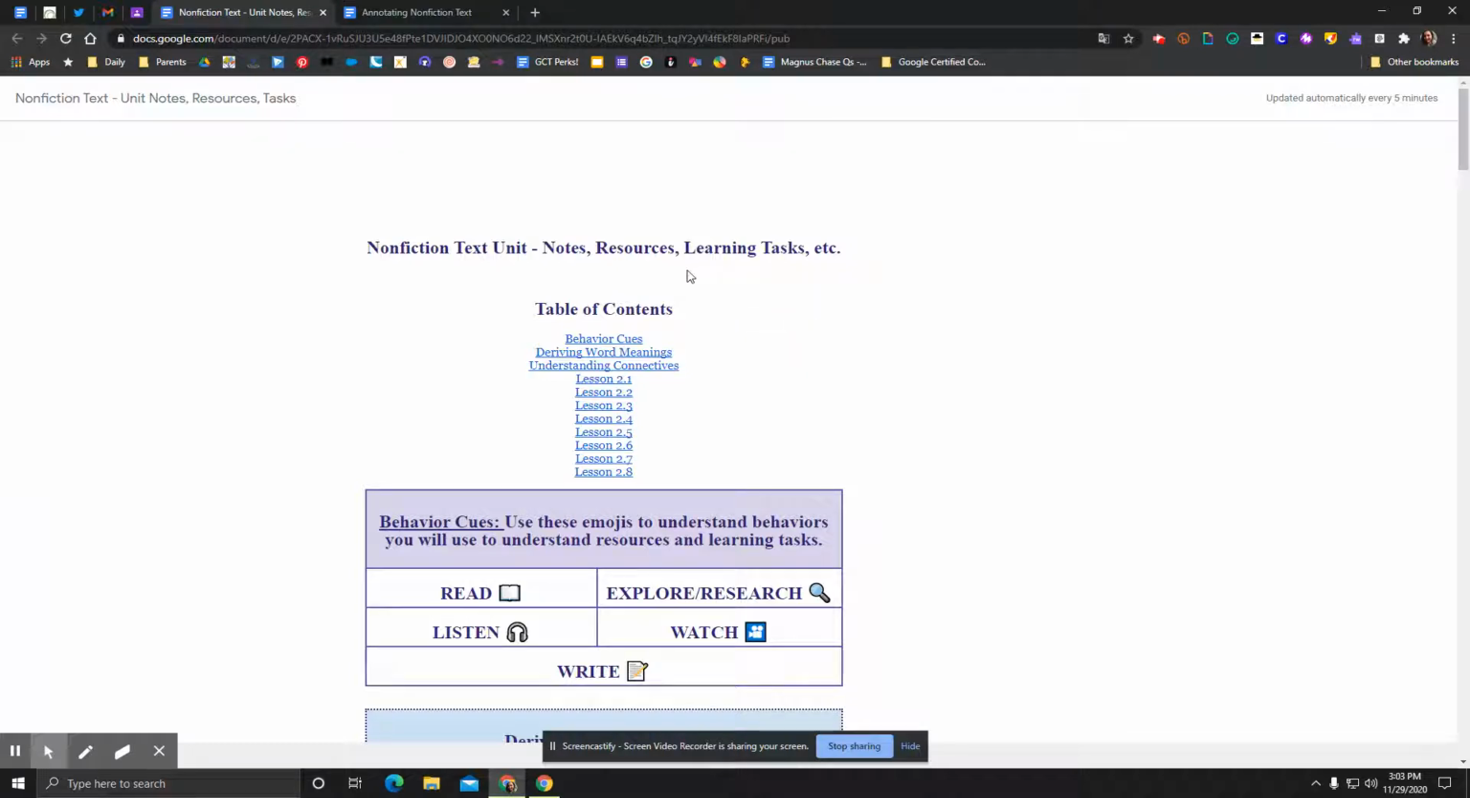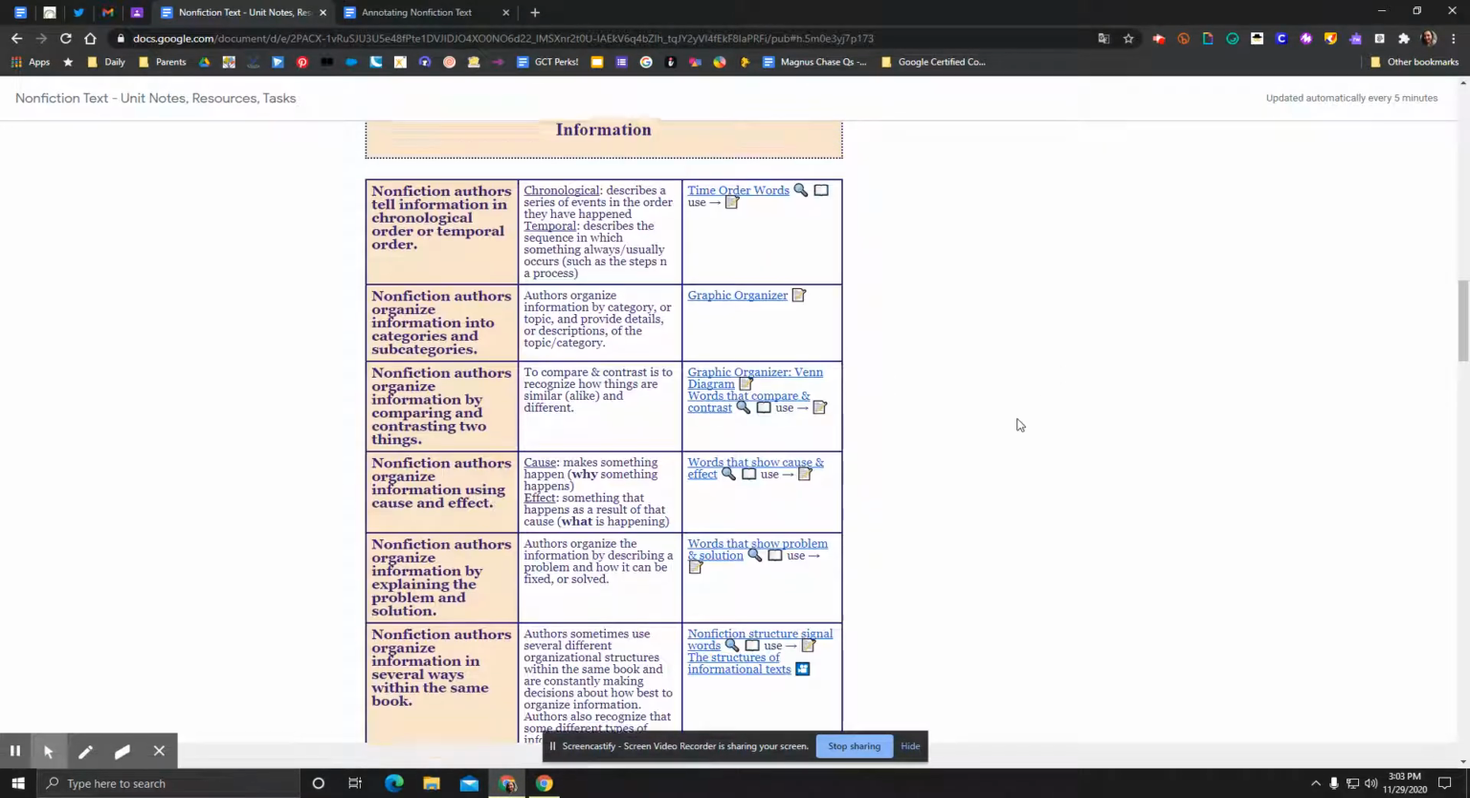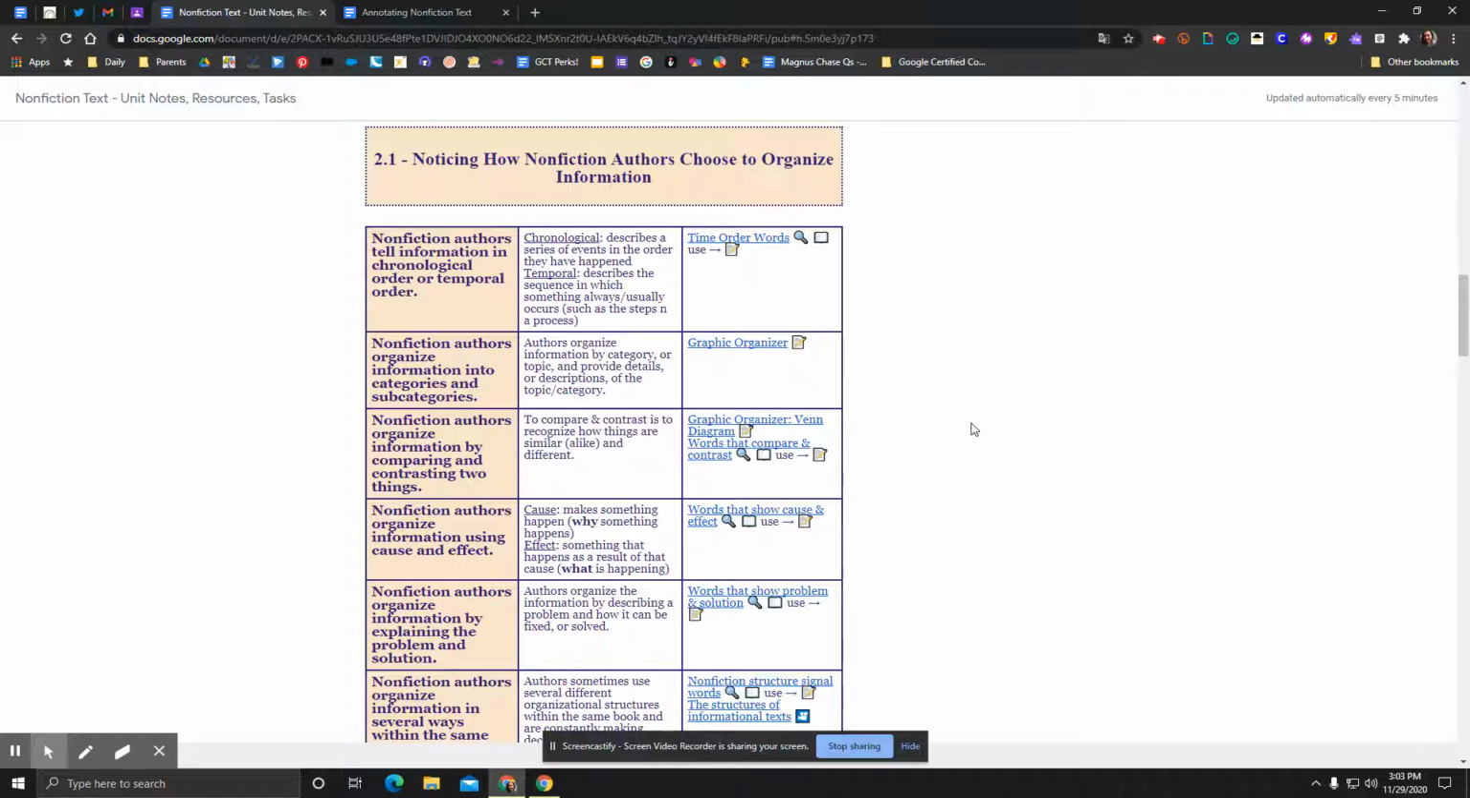For today's purposes, we're going to focus in on lesson 2.1. So all I have to do is hover my mouse over where it says lesson 2.1 in blue and click. It's going to take me directly to that location in my notes. Now you'll notice the title. Our title is Noticing How Nonfiction Authors Choose to Organize Information.